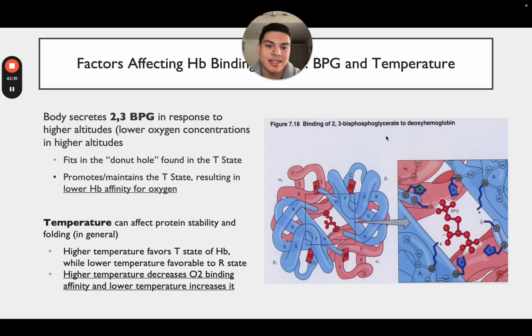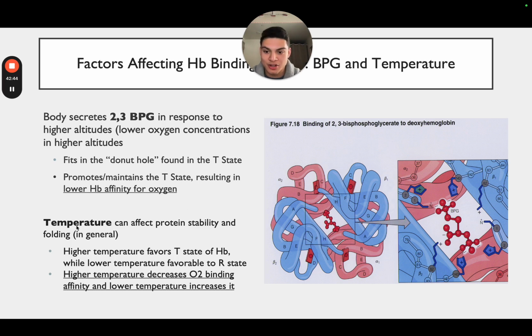There was a diagram that you guys had, but essentially the hemoglobin has a hole within the middle. As you can see within these 4 subunits, it has this hole in the middle that 2,3-BPG fits into. And that's why we say donut hole. And this is in the T state, right? So it promotes and maintains this T state, resulting in a lower hemoglobin affinity for oxygen. When it's in the R state, it condenses, and that 2,3-BPG can no longer bind. However, when it's in the T state, it locks it in place by staying there, and it can't condense anymore. That's realistically how you can think of it.